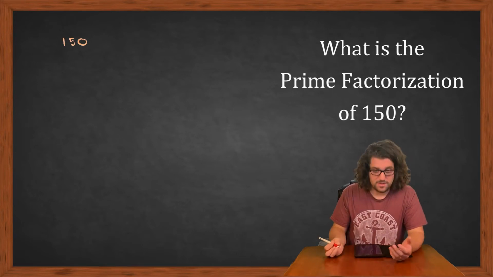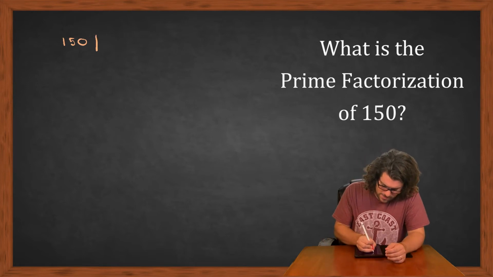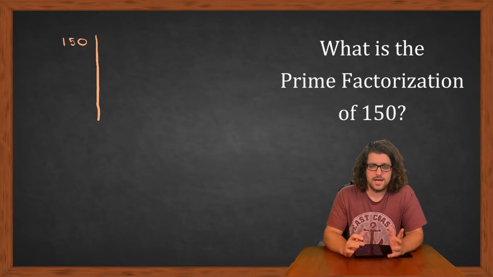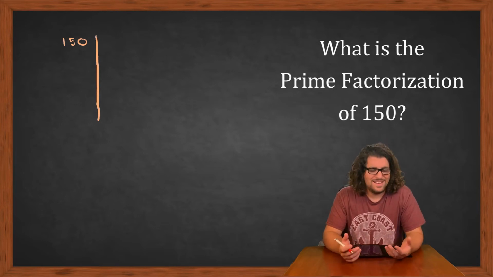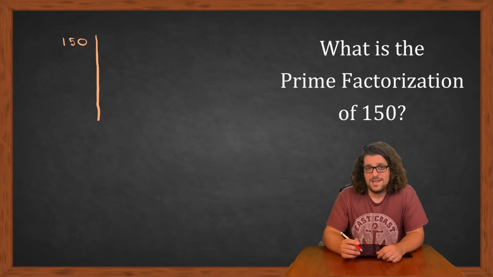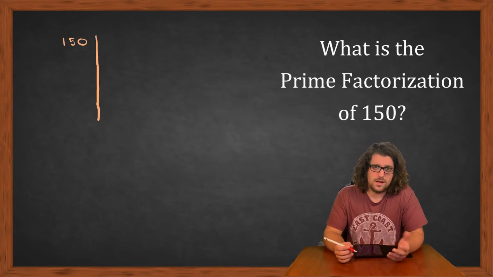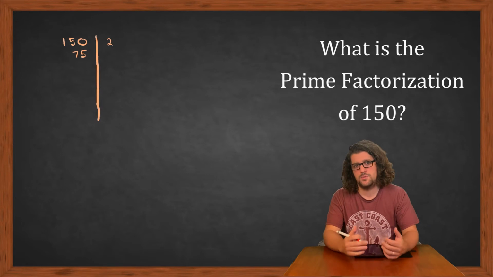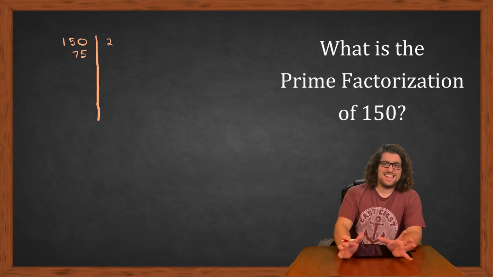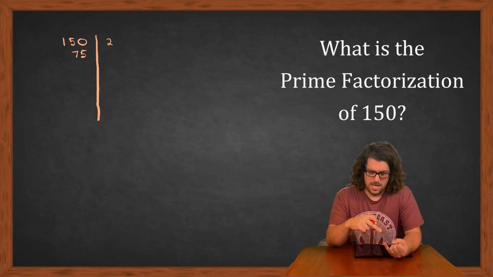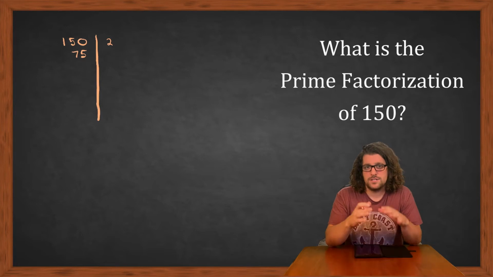So first off, we can start out with the number 150, and I just draw a nice vertical line, and I'm going to start thinking about prime numbers that go into 150. If you notice that the number's even, a prime number that will go into it for sure is a 2. So anytime you have an even number, you can start picking your way through it like that. So we go 2, and if I factor 150 into 2 times something, it would be 2 times 75. So that's where we're sitting right now.